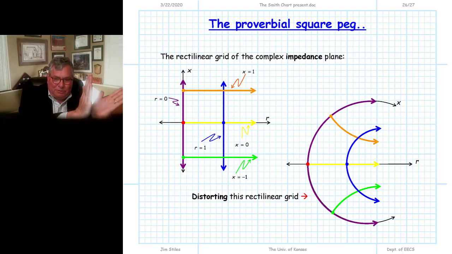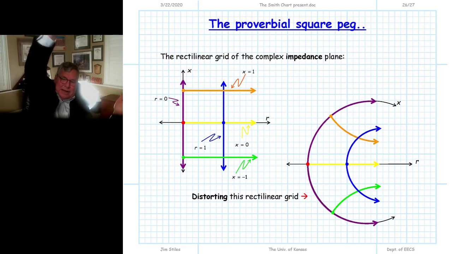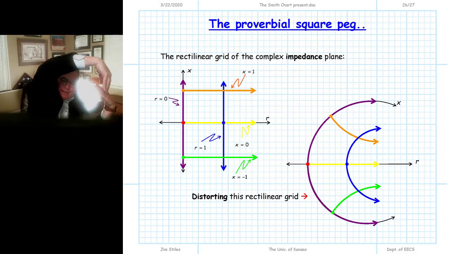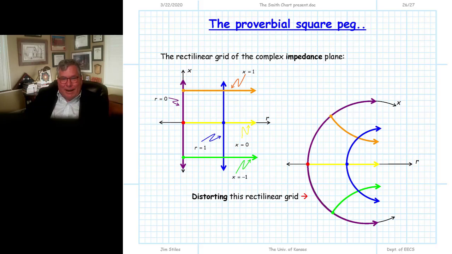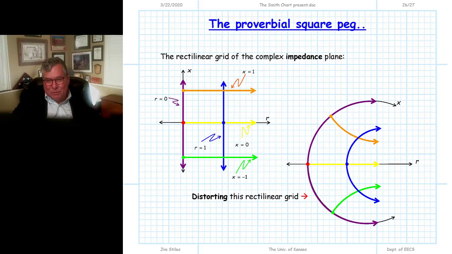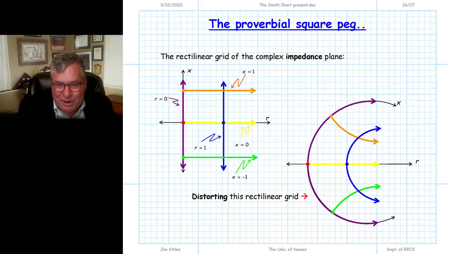Well, you need a bigger screen. He went like this, and then he went like this, and then he just turned his hands into a circle like this. And they said, that's right. And he got the job. So that's really what's going on. Think about this in your mind, the transformation of the rectilinear grid, the Cartesian grid, as we crush it into the unit circle.